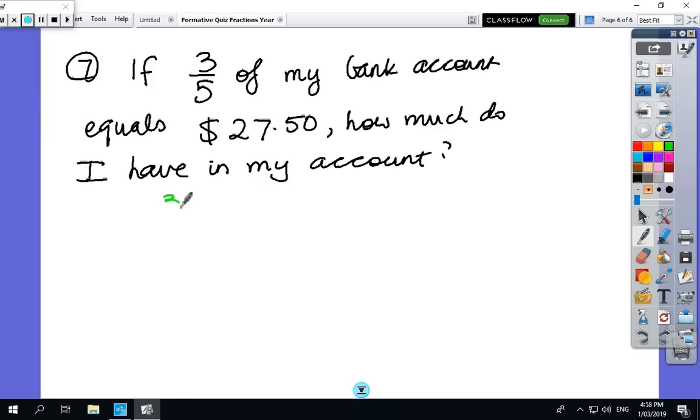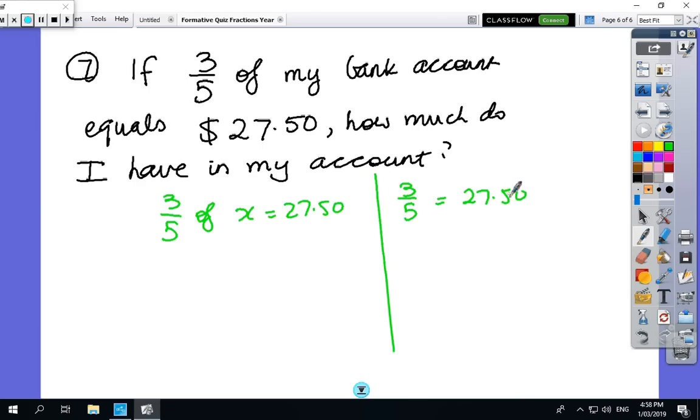Alright, so there's many ways to approach it. You could say 3/5 of some number equals $27.50. That's using algebra. So what I want to do is do something a little bit different. So 3/5 of something equals $27.50. So 1/5 would be $27.50 divided by 3.